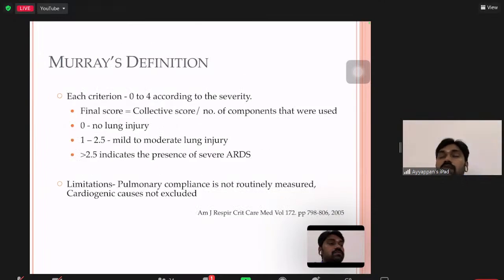Again, this had its own limitations, because pulmonary compliance cannot be routinely measured in all patients. If a patient is, say, on a face mask oxygen or, in the recent trend, HFNC, it will be very difficult to calculate the pulmonary compliance. And again, the cardiogenic causes were not ruled out. So these are the limitations.